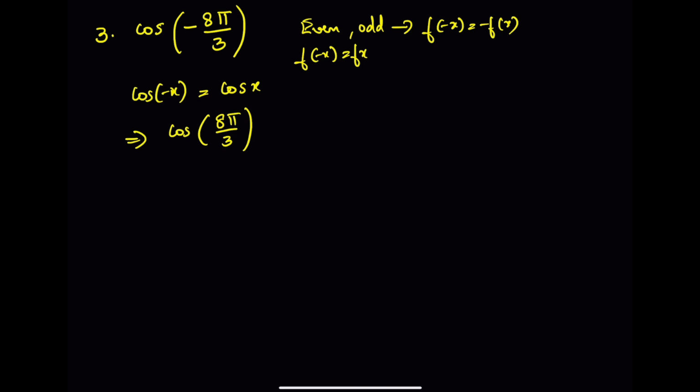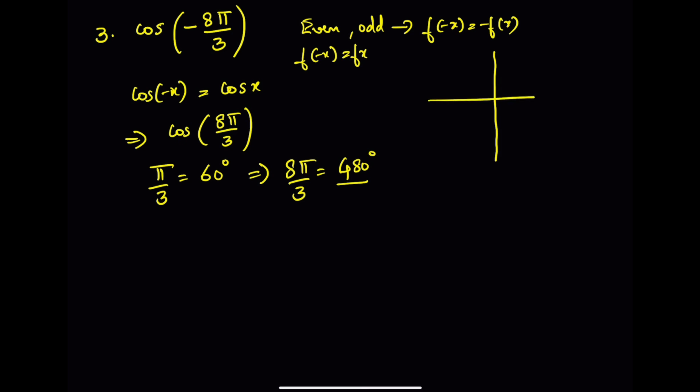Now let's follow the same procedure. What is pi by 3? Pi by 3 is 60 degrees. So 8 pi by 3 is 8 times 60, which is 480 degrees. Correct? When we see something greater than 360 degrees, that means an entire circle has been completed.